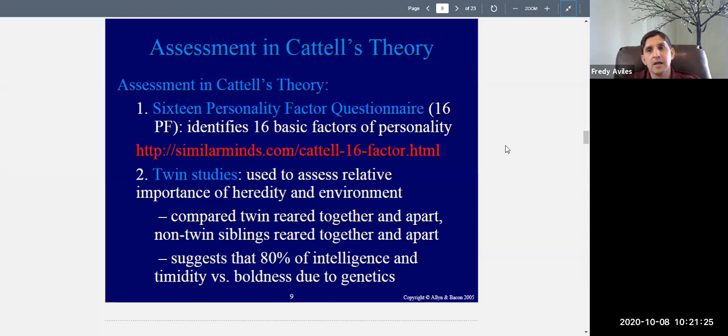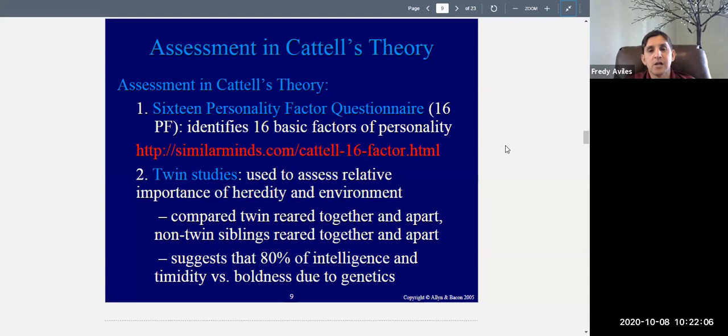Cattell made use of twin studies. He looked at twins to see how alike they are. So he used twins to assess the relative importance of heredity and environment. Which personality traits are more environmental? Which are basically more biological? If twins are very alike in a certain personality trait, that suggests that it's more biological. There's a stronger case to be made that it's genetic. If the twins were raised in different households, let's say they were adopted by different families, and they're still very alike in their personality, that suggests that it's heavily biological.